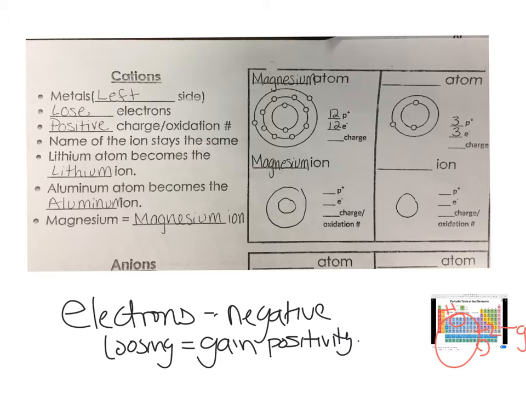Okay. The name of the ion stays the same, so lithium atom becomes a lithium ion. Aluminum atom becomes an aluminum ion. Magnesium becomes a magnesium ion. Okay, so let's see what would happen here.